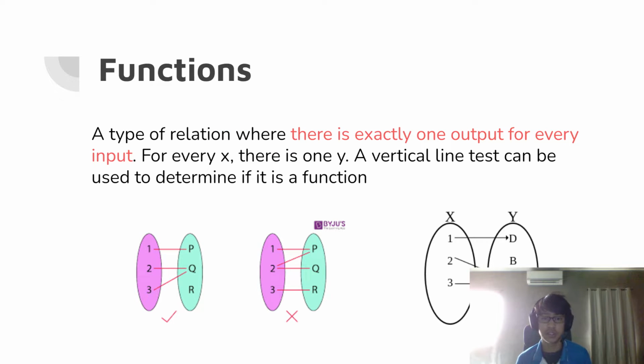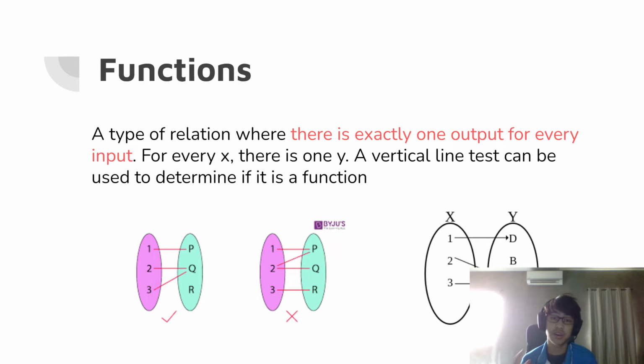Next up, functions. A function is a type of relation where there's exactly one output for every input. For every x, there's one y. As you see at the bottom, for 1, there's p, for 2, there's q, and for 3, there's q. But the one to the right of that is not a function because for 1 there's p but 2 has two y values. But it can't have that. X can only have one y value.